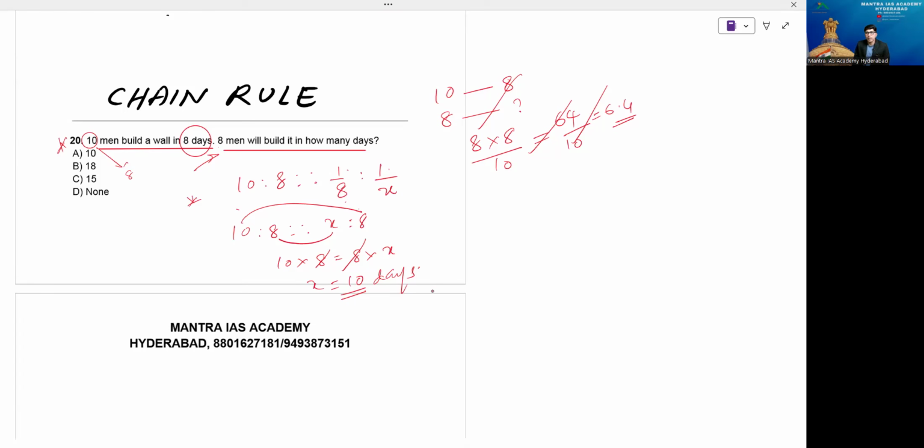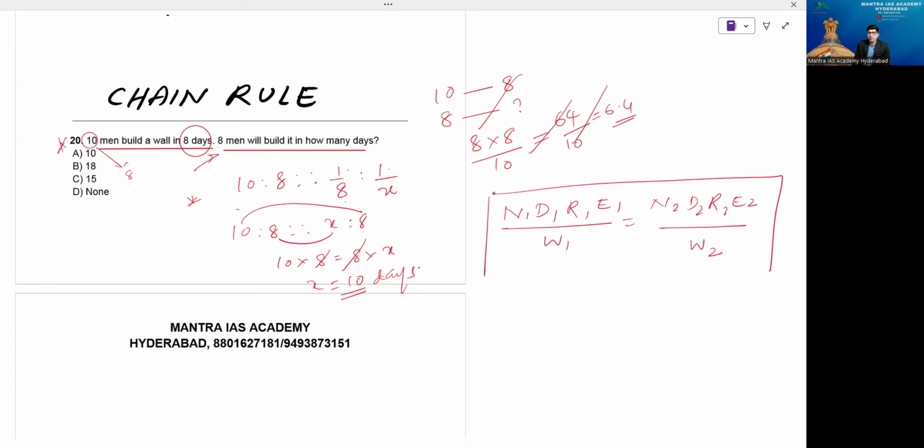But now I'm going to apply the beautiful shortcut for the whole topic. That's N1, D1, R1, E1 by W1 is equal to N2, D2, R2, E2 by W2. This is an important topic here. Of course, by using this formula, you will do many topics, even time and work problems, even proportionality problems. Many things we'll do by using this. And you have to know what N1, N2 and so on stand for. That's an important point.